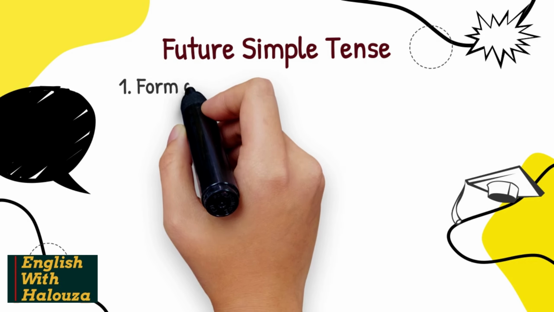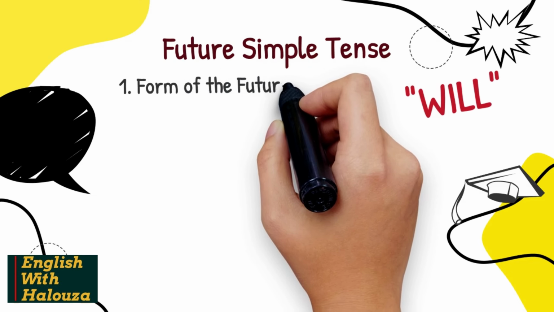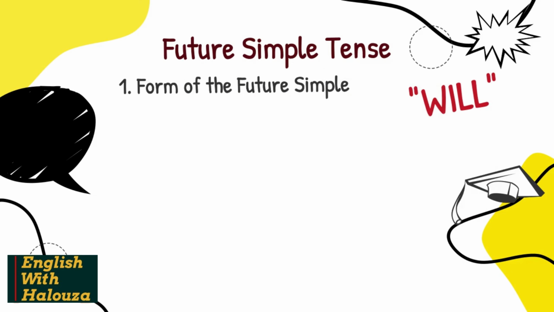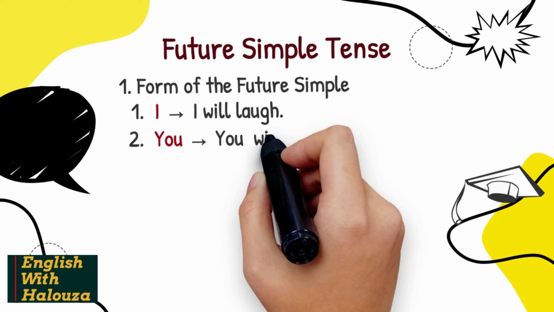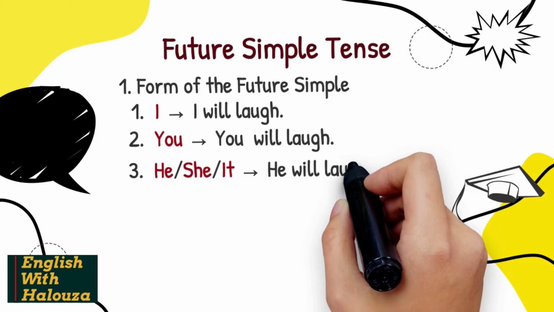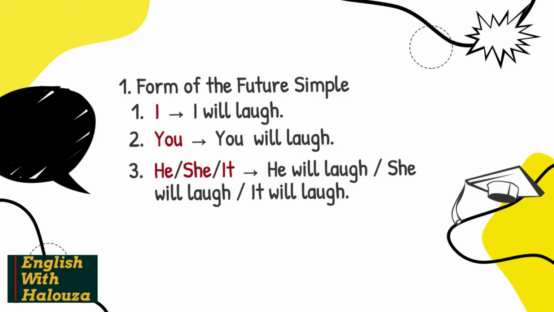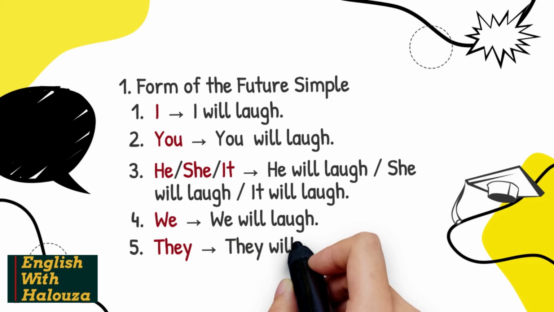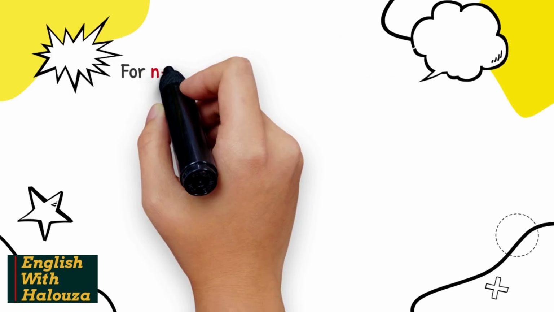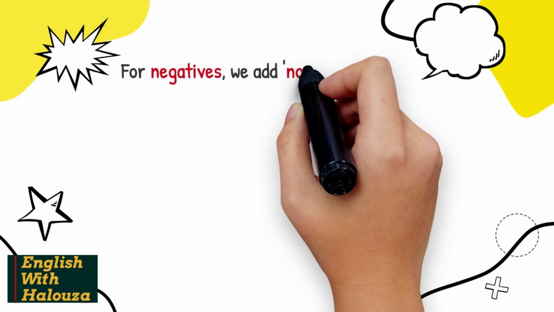It's simple. We use the word will, followed by the base form of the verb. I will laugh. You will laugh. He will laugh. She will laugh. It will laugh. We will laugh. They will laugh.